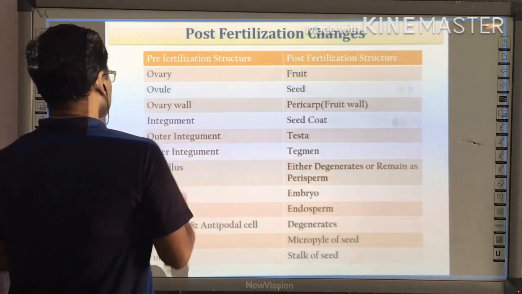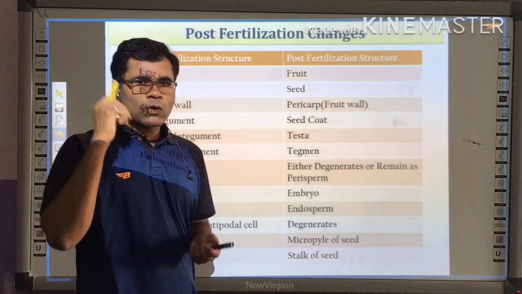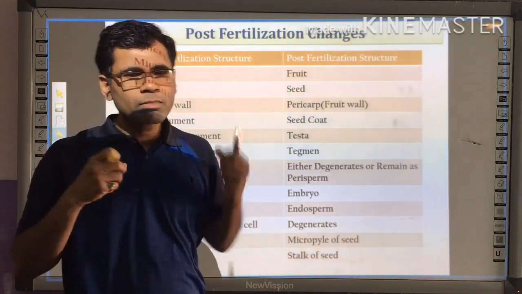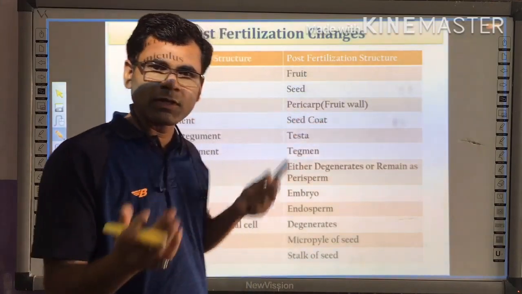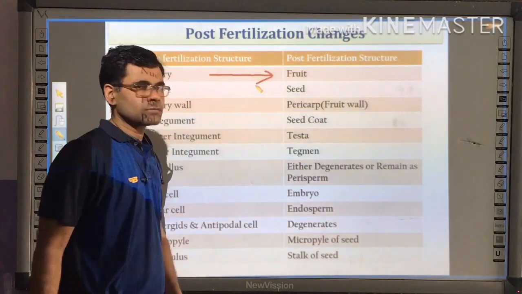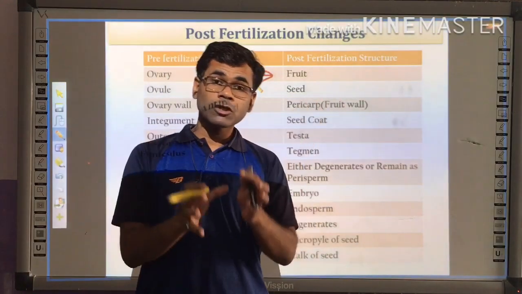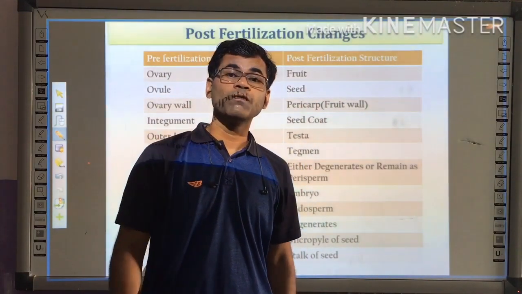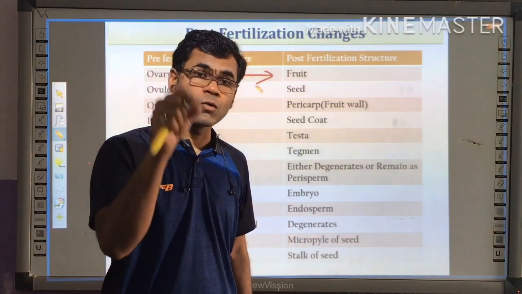So, the first one is the ovary. The ovary is completely converted into a very important structure that is called fruit. Hence, fruit may also be defined as a ripened ovary. Ripened ovary.